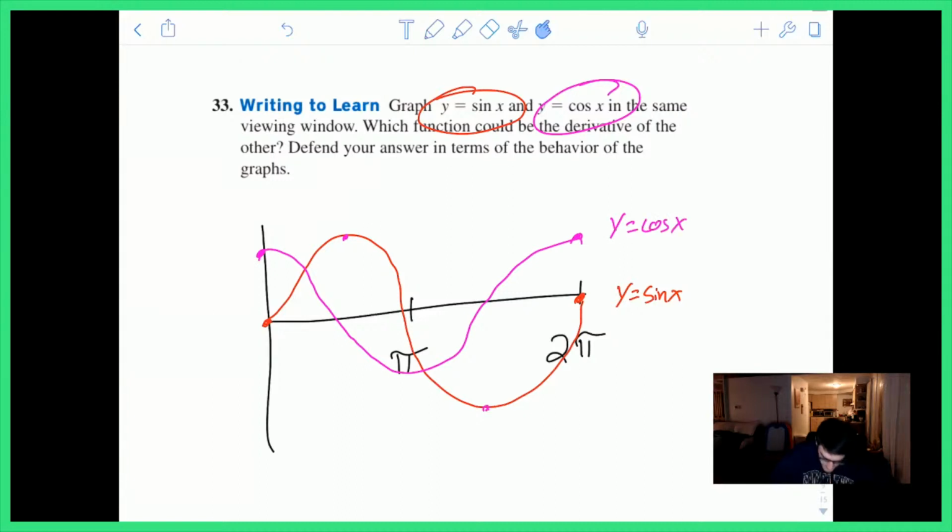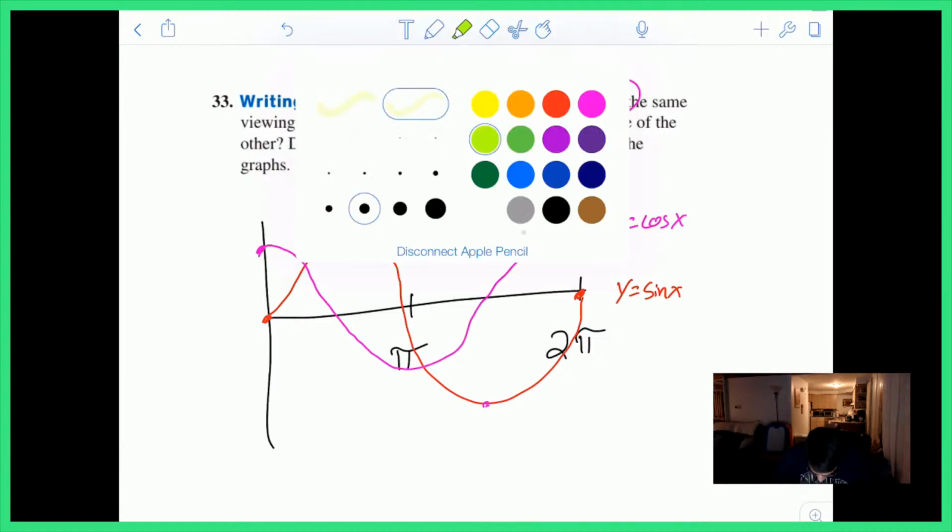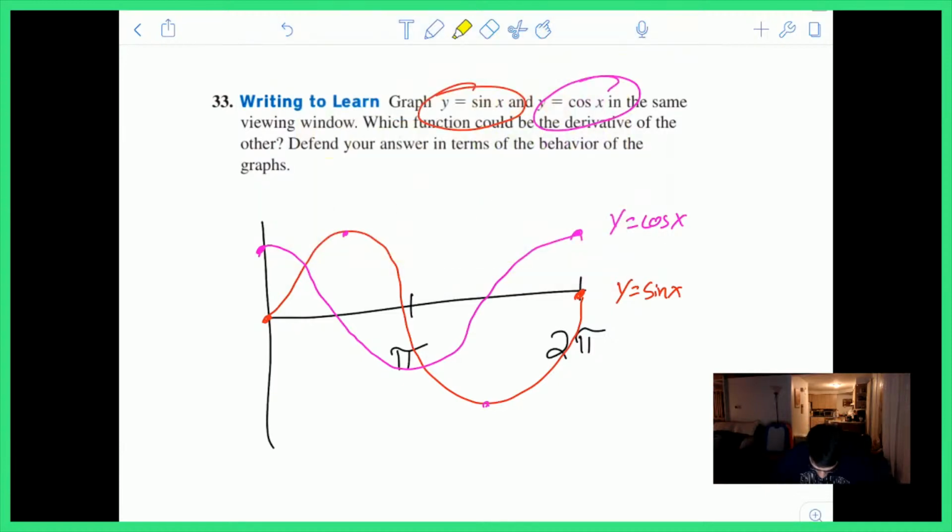Okay, so let's see if we can make a couple of arguments about the derivative. Let's first look at sine, okay? So let's keep our red as our original. So could the pink function be the derivative of the red function? Well, if we want to play derivative games, what we have to do is first consider, what is the original function doing here? Well, the original function is increasing, right? Which means that the derivative should be positive. That's true. We have a positive derivative here.